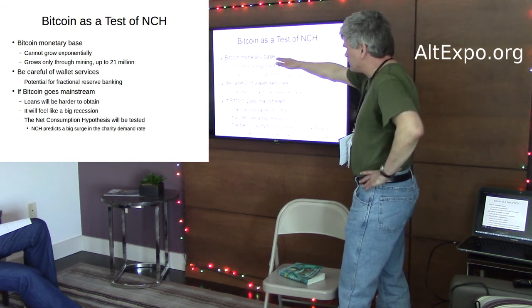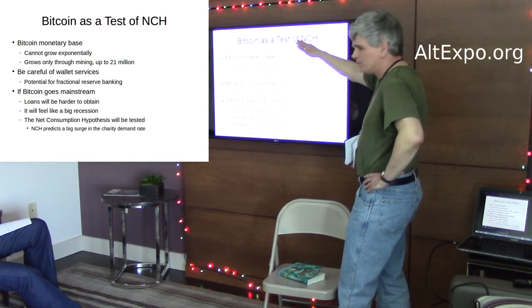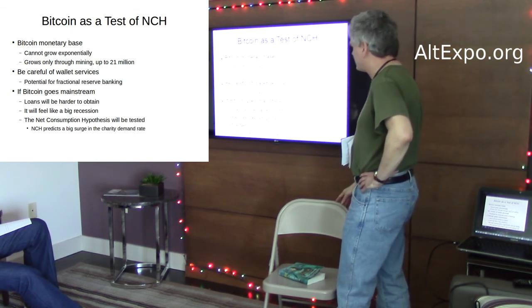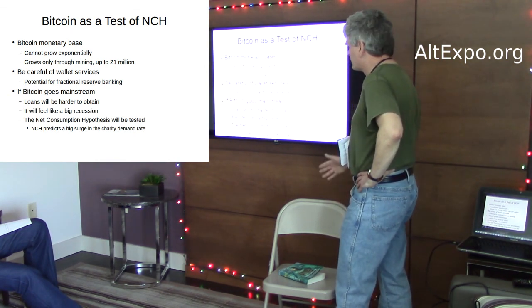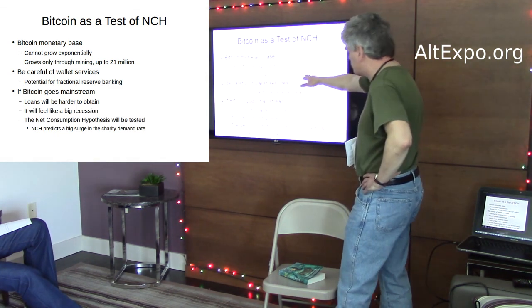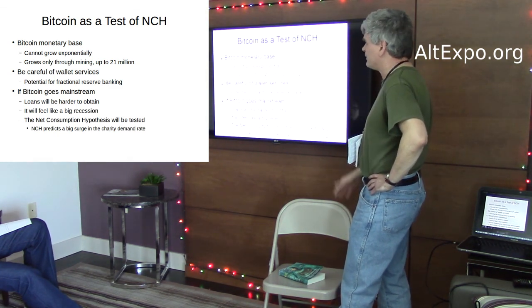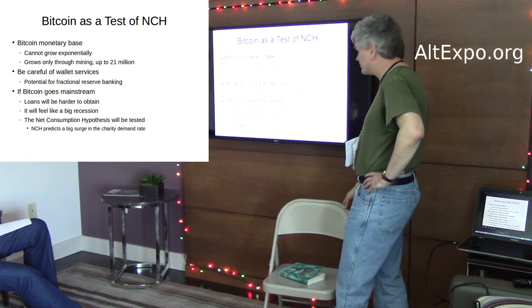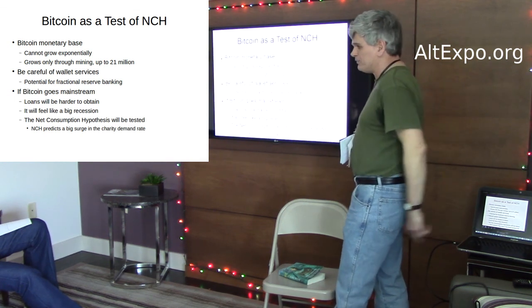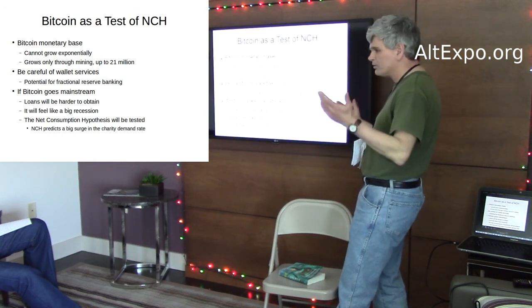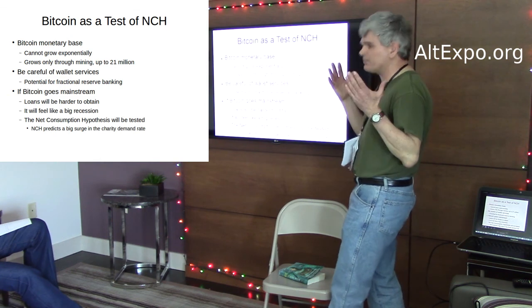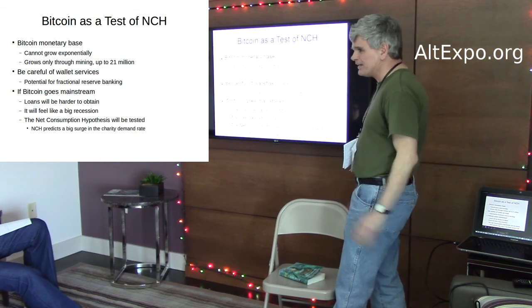The thing about Bitcoin is the monetary base. It will not grow. That's what's so great about Bitcoin. Bankers can't just create it out of thin air. It can't grow exponentially. In fact, it can't grow at all. It grows through mining up to the limit of 21 million. And this is going to be a new experience for people. Today, if you're starting a business or you're growing your business and you need to get a loan, you just go to the bank and they more or less just print up the money for you. And that's only a slight exaggeration.